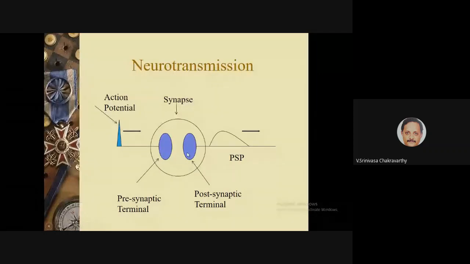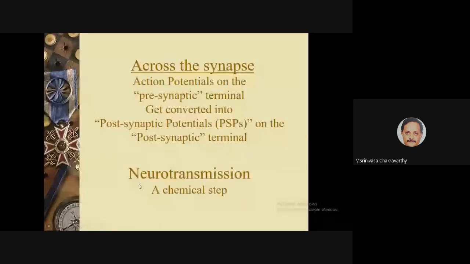This is called the presynaptic terminal, and this is called the postsynaptic terminal, because the signal goes from this side to this side. So when the action potential comes to the presynaptic terminal, it releases a chemical, which then acts on the postsynaptic terminal and again produces a voltage response on the postsynaptic side. That process is called neurotransmission, and it obviously involves a chemical release.